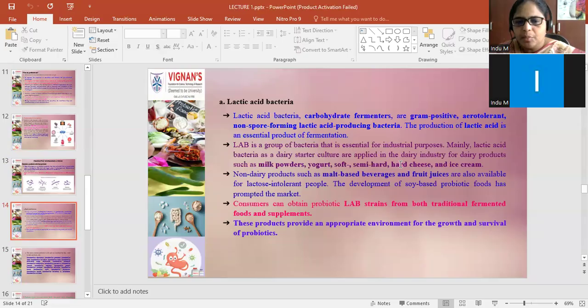And not only dairy products, non-dairy products such as malt-based beverages and fruit juices are also available for lactose intolerant people. The development of soy-based probiotic foods has prompted the market nowadays. Consumers can obtain probiotic LAB strains from both traditional fermented foods as well as dietary supplements. Nowadays, these dietary supplements are available in the market. They also provide probiotics as well as prebiotics. These products provide an appropriate environment for growth and survival of the probiotics.